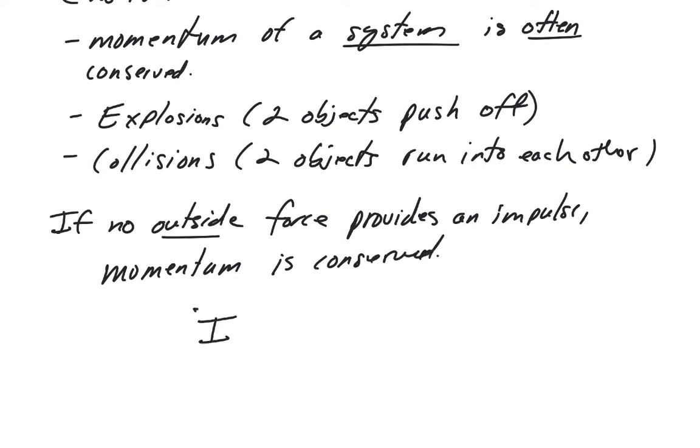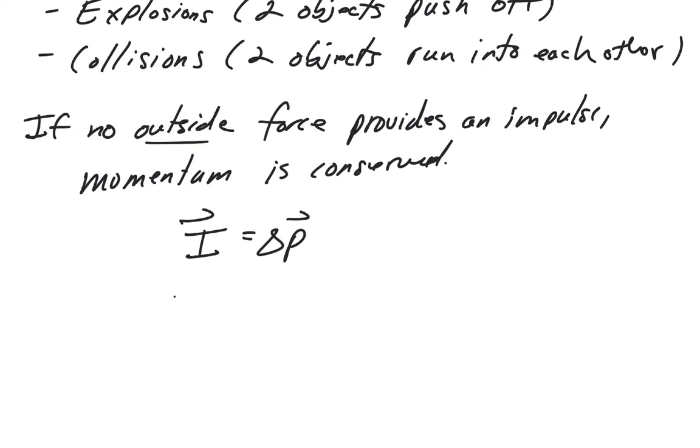So why is that the case? Let's take a look at our impulse equation with momentum, change in momentum. If I is equal to delta P, that just means the force times some time is equal to P final minus P initial, right? We put our little vector hats on there.